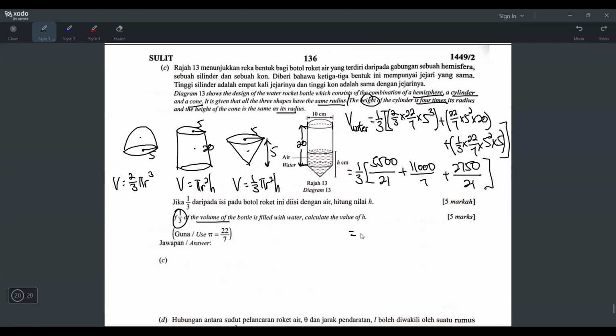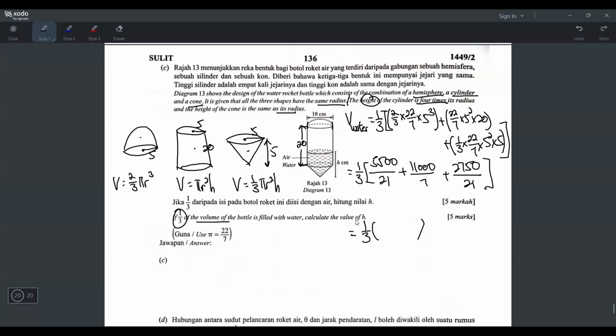And then finally you add everything. This one plus this one plus this one. So the answer is 11,000/7, and then plus 5500/21. So I finally get the answer 13,750/7.